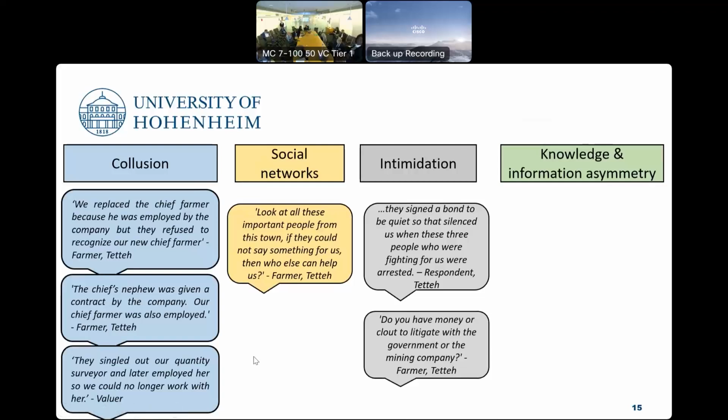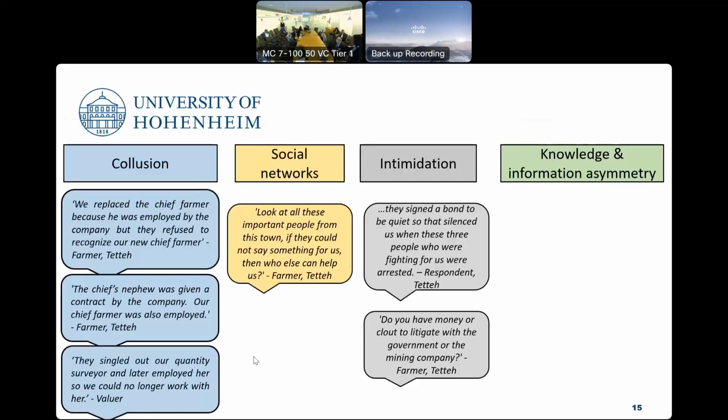And then knowledge and information asymmetry was the big one. As we all know, the starting point of any negotiation is that we know what we are requesting for and you can defend it. And that would be a robust financial calculation, valuation of their funds.